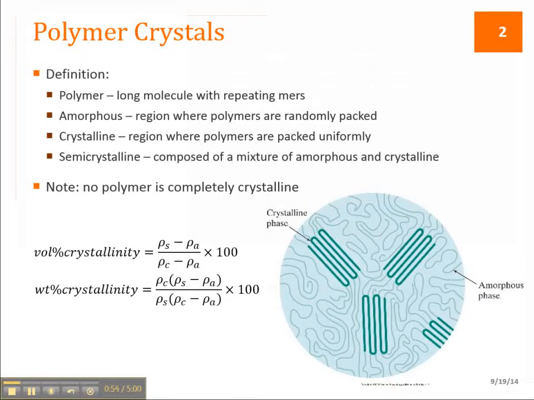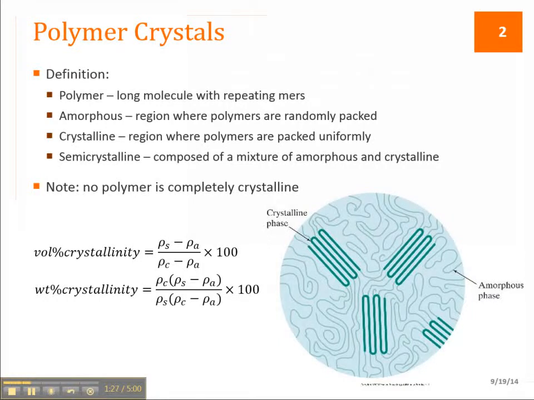So a couple of definitions to start with. We have a polymer, which we talked about last time as being a long molecule that's made up of these repeating mers. Most polymers, well, all polymers are at least a little bit amorphous. So amorphous are the regions where the polymers are randomly packed. That's the bowl of spaghetti that we were talking about, okay? There can also be crystalline regions within a polymer, and this is where the polymer chains are packed uniformly.